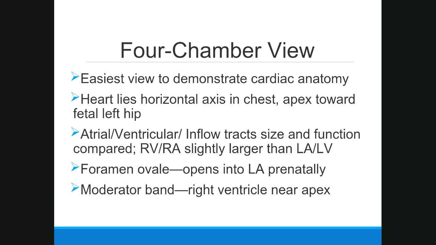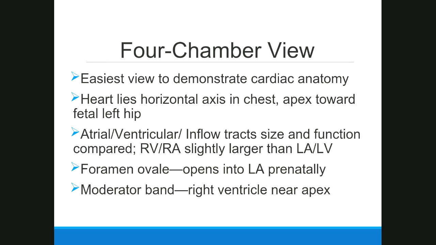So standard for any routine anatomy scan is to at least get a 4-chamber view of the heart. There's actually a lot of information that we can obtain from a standard 4-chamber view of a fetal heart. It's the easiest view to demonstrate cardiac anatomy. It's not as challenging as some of the outflow tract views and other vessel views that are out there. But we can look at the size of the atria and the ventricles compared to each other. So the left side of the heart and the right side of the heart should be relatively the same size.